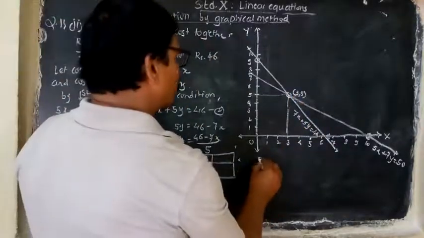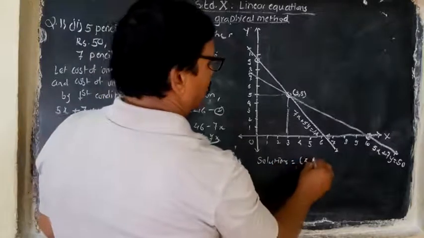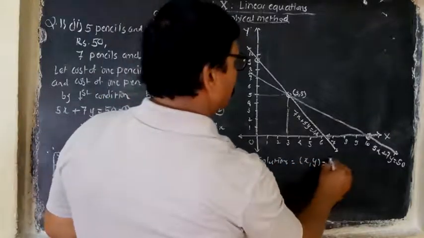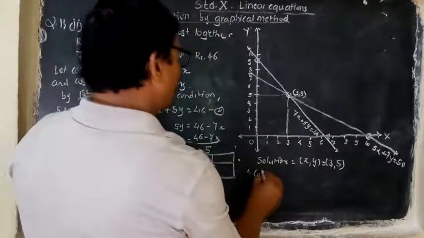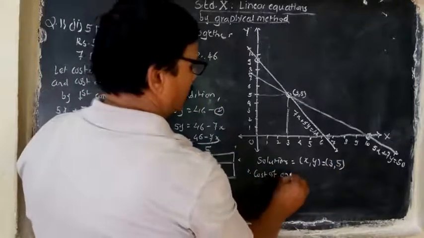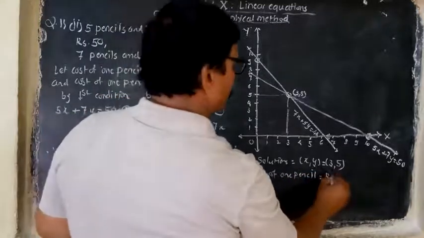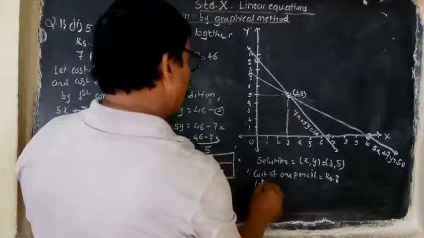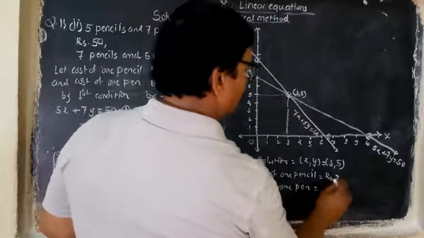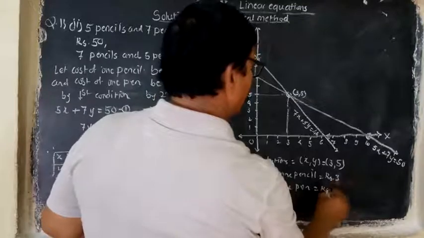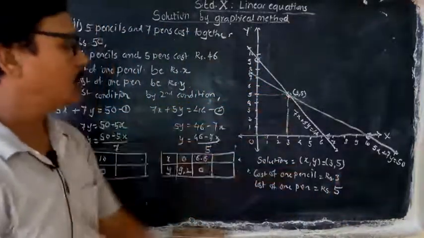Therefore, the solution is xy is equal to 3, 5. Therefore, the cost of one pencil is rupees 3, and the cost of one pen will be rupees 5. Now you have to solve like this. The point of intersection gives us the solution.